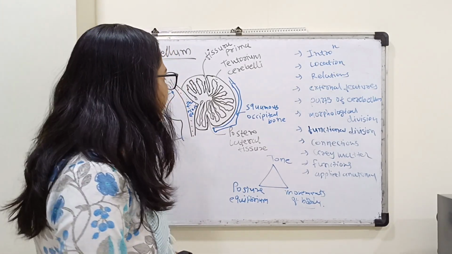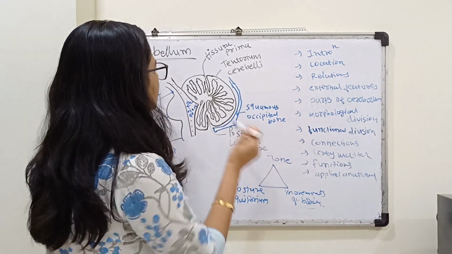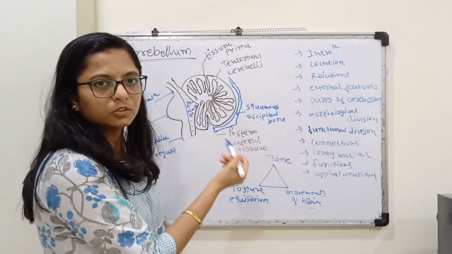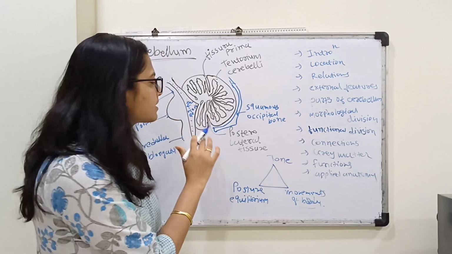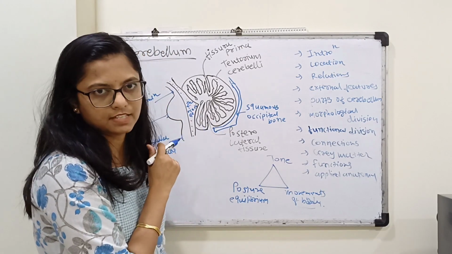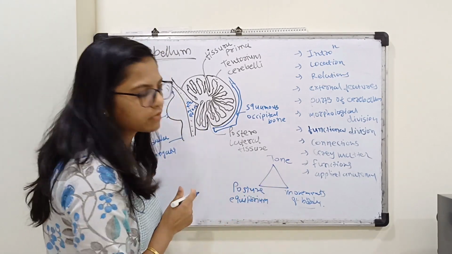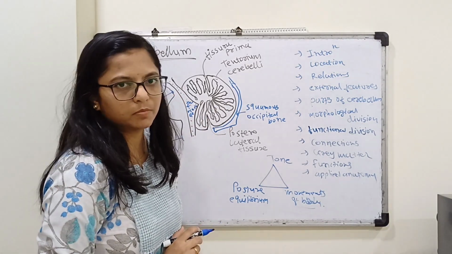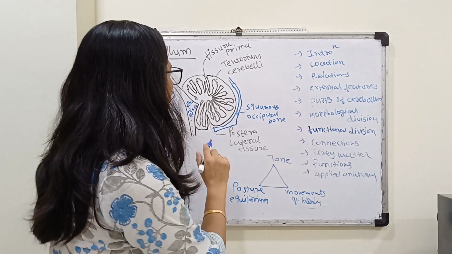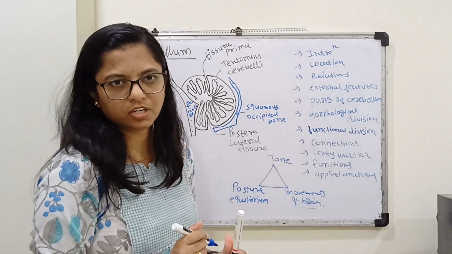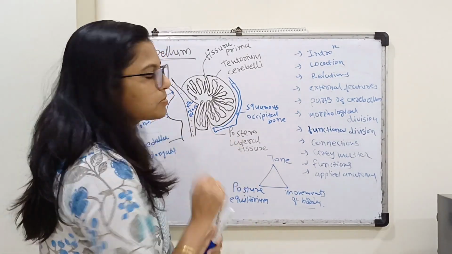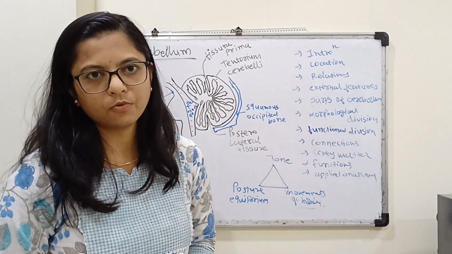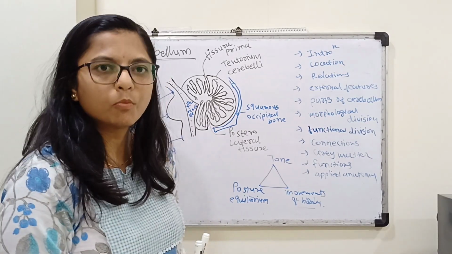Okay, we already know the cerebellum is the little brain. Though it is a little brain, it subserves very important functions in our body. The cerebellum is homotypical in structure. The structure of the cerebellum is uniform throughout, so it is known as homotypical.